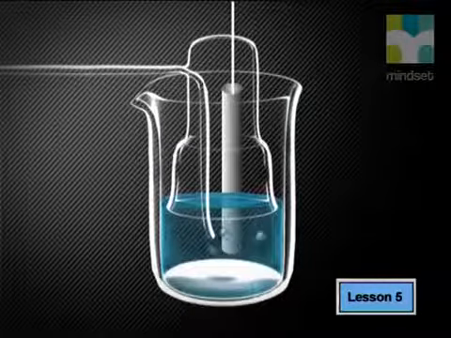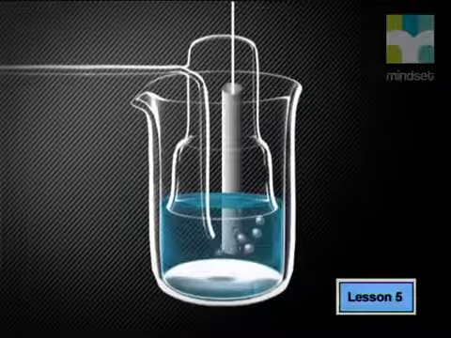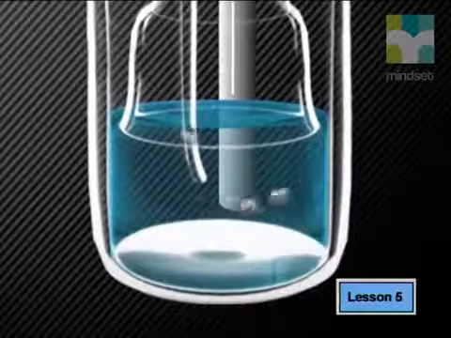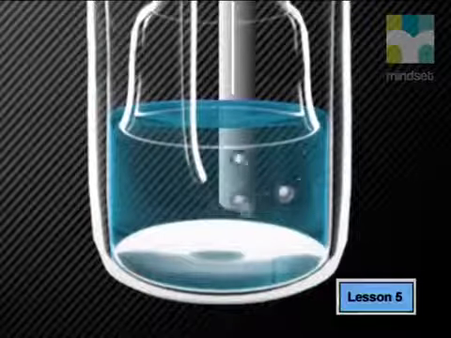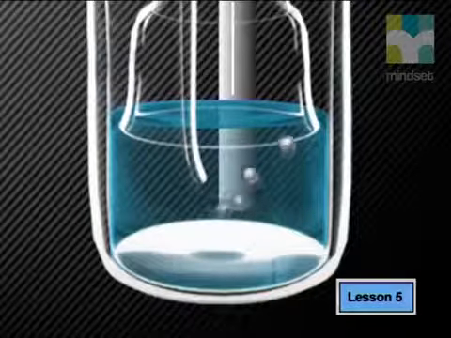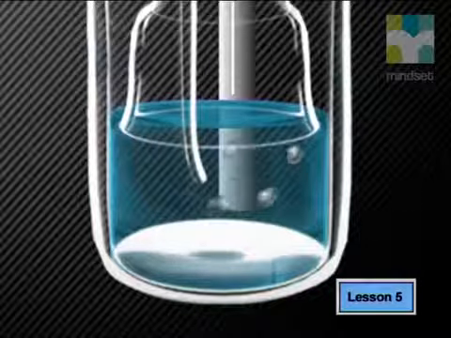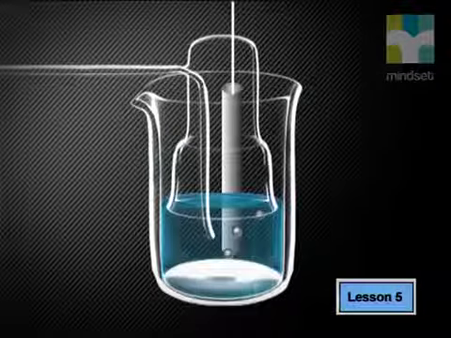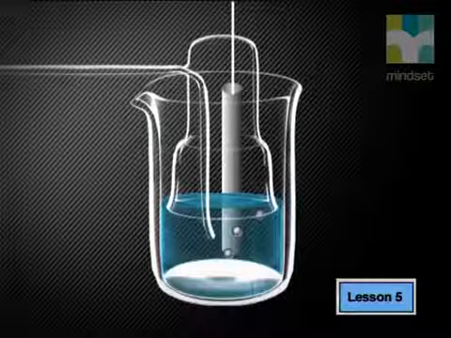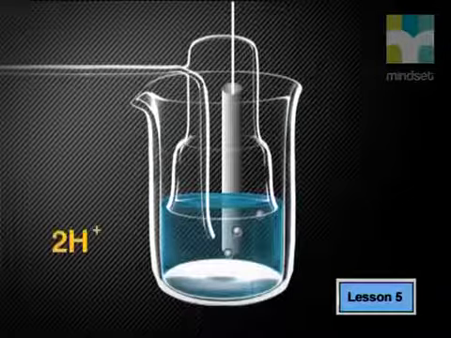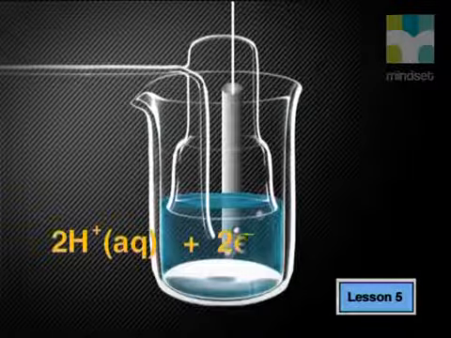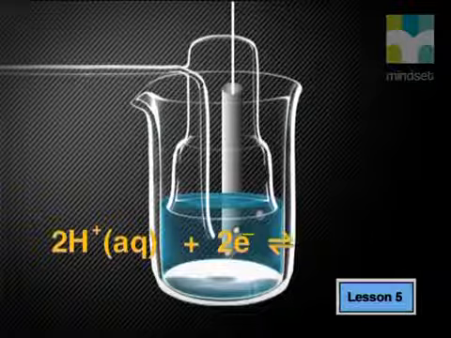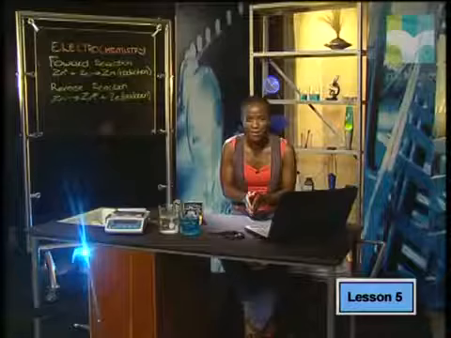This half cell has a special glass electrode that contains a platinum plate. Hydrogen gas is bubbled over a platinum plate into an electrolyte containing hydrogen ions. The equation that represents the chemical equilibrium established in a hydrogen half cell is written as 2H+(aq) plus 2 electrons is in equilibrium with H2 gas.